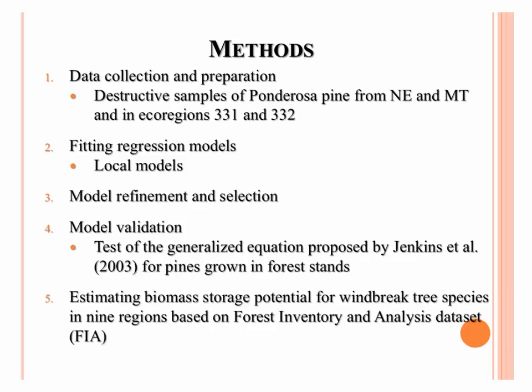In the method, we do data collection and preparation. We use pellet trees from Montana and Nebraska and use the FIA data in the ecoregions 331 and 332. I'll explain the ecoregions later on in this presentation. For fitting this equation, we use all the protocol for regression models, from local models to validation. But in the validation process, we use Jenkins coefficients for testing on the Rosa pine, the Jenkins coefficient for pines. We apply this coefficient for the Rosa pine. And then we estimate the biomass storage potential for invasive species in 9 regions using FIA data.